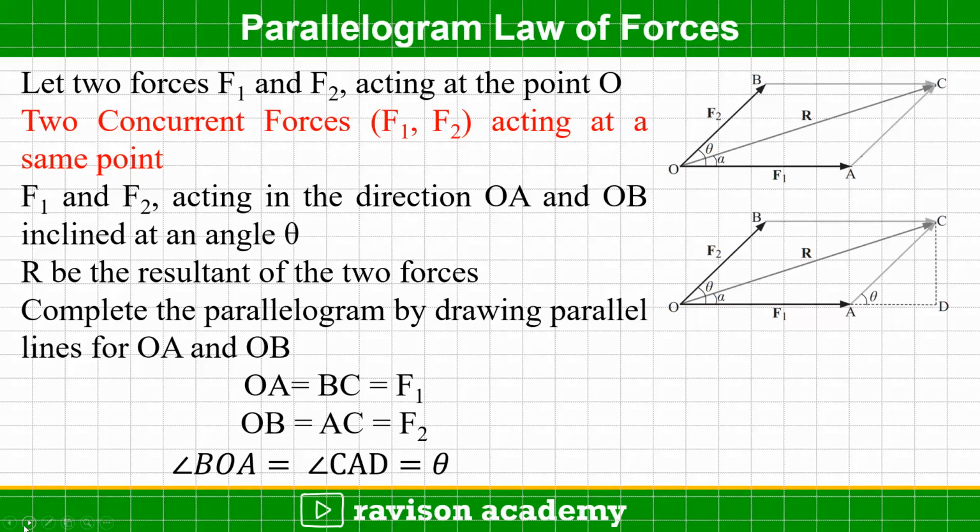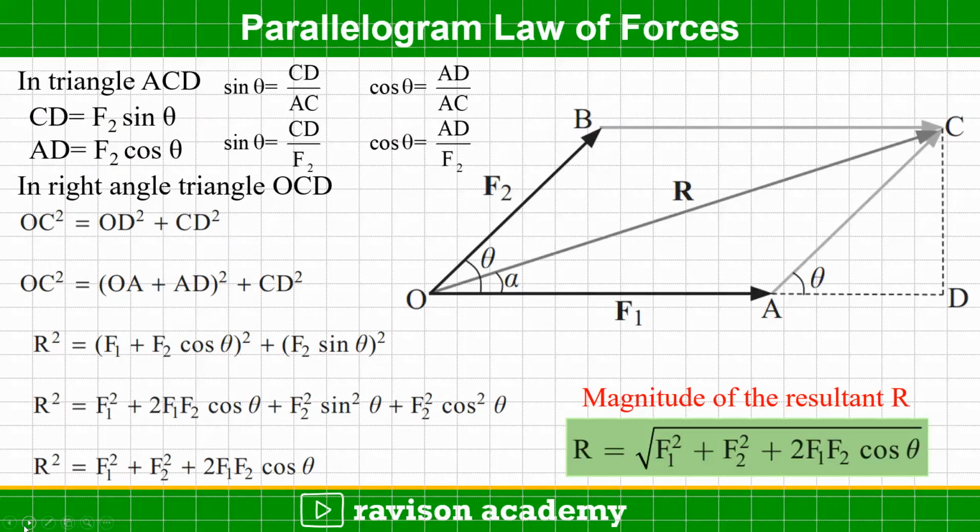Now here OA equals BC, that is equal to F1, and OB equals AC, that is equal to F2, and angle BOA equals angle CAD, that is theta. So now taking the triangle ACD with an included angle of theta, we can write sin theta equals CD by AC and cos theta equals AD by AC, so that we get CD equal to F2 sin theta and AD equal to F2 cos theta.